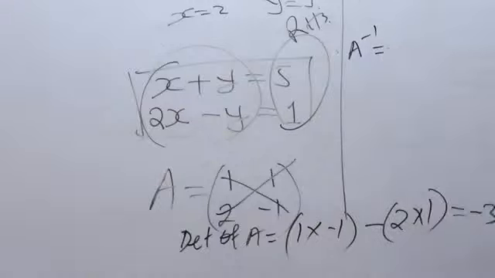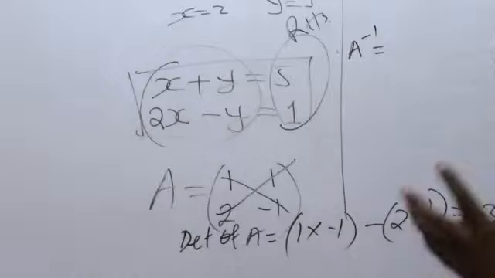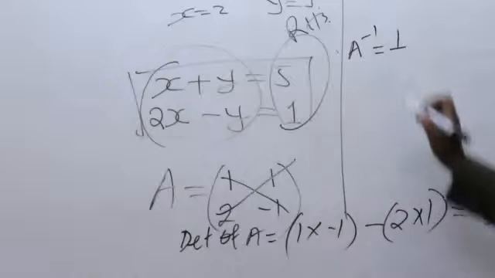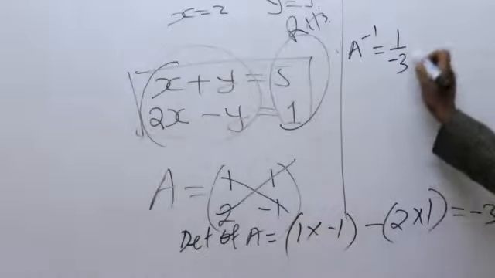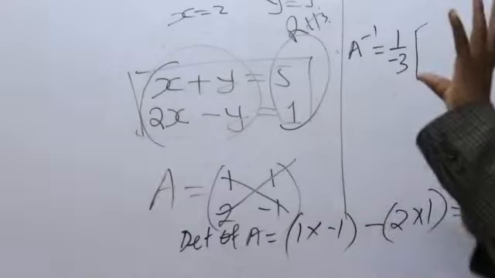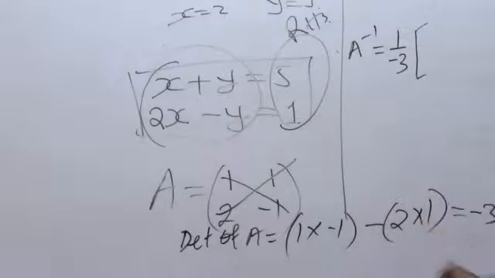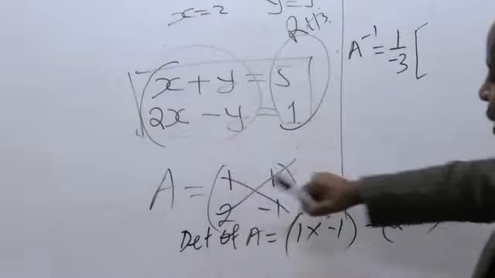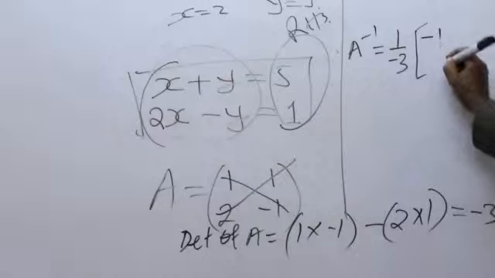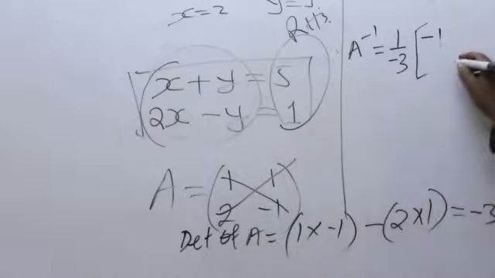So the inverse of A is pretty easy to get. How do we get it? You'll write 1 over the determinant, then get inside the brackets and do your work there. Inside the brackets, we are interchanging the primaries. So the primaries, we have minus 1 and 1, we are interchanging them.